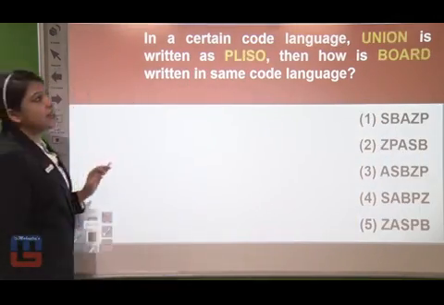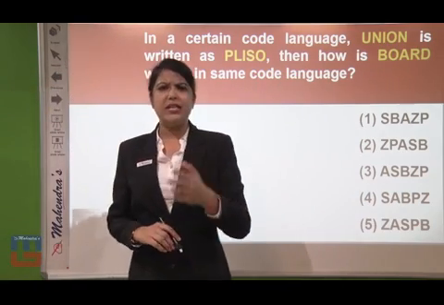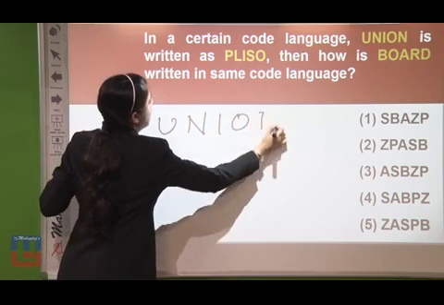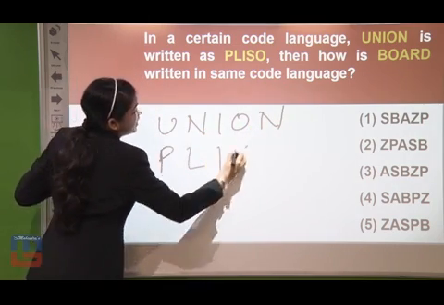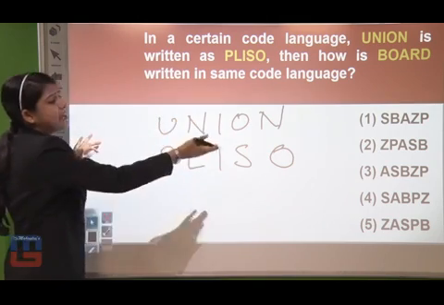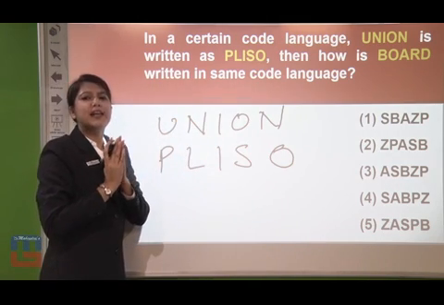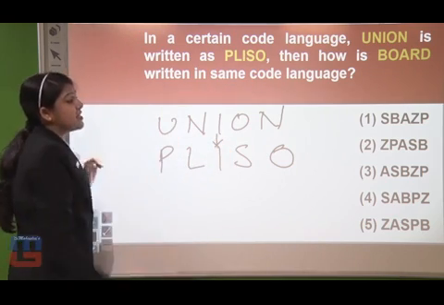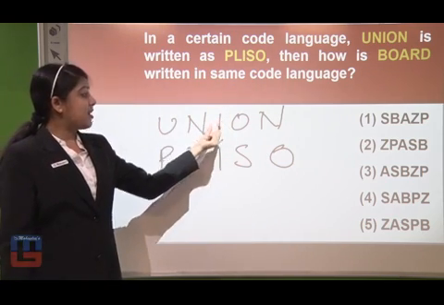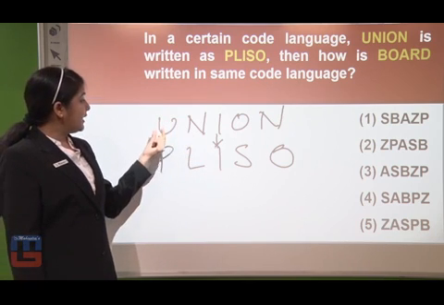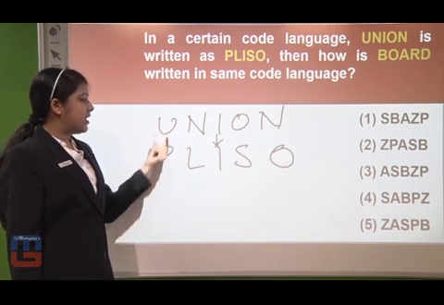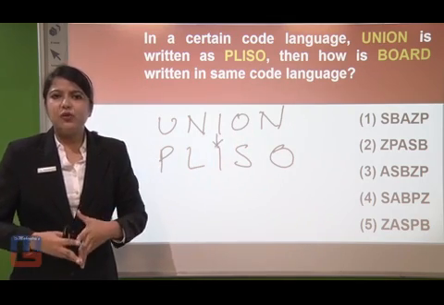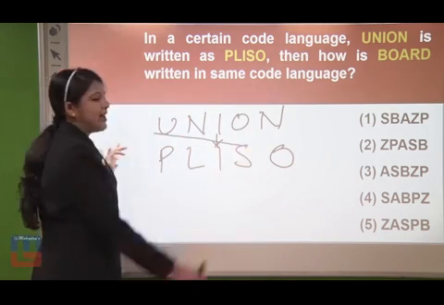Now moving further with the next question. Complicated one but easy. See, UNION has been coded with PLISO. Very easy part because all the letters are somehow nearby letters relating to each other. But the nearest relation which we are seeing is between I and I. This same I is repeated here. Now relating U with O, P, L, S: the nearest relation between two letters which we can get is U and S.